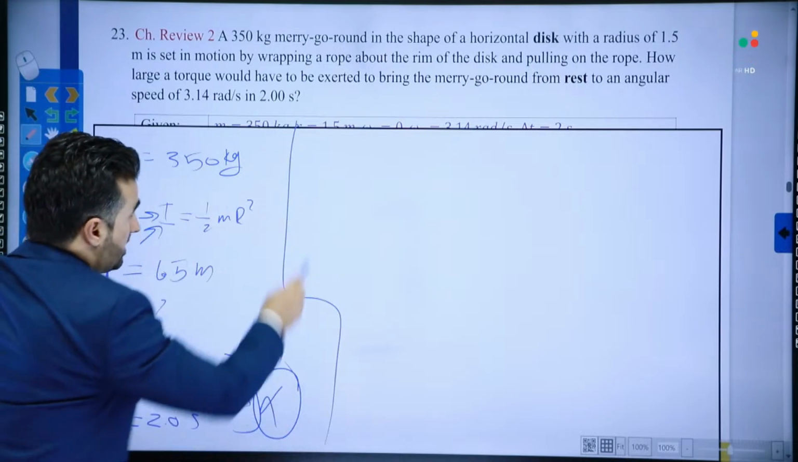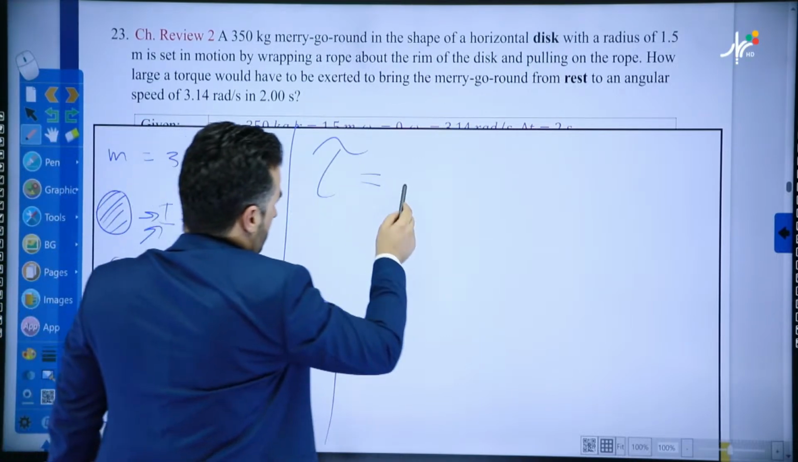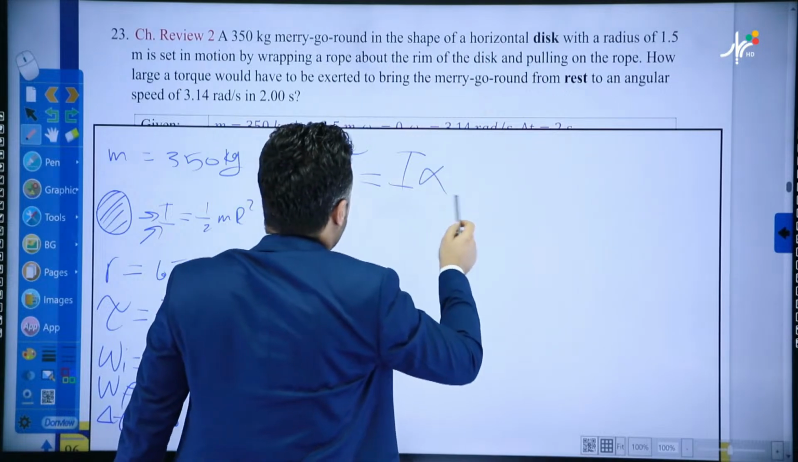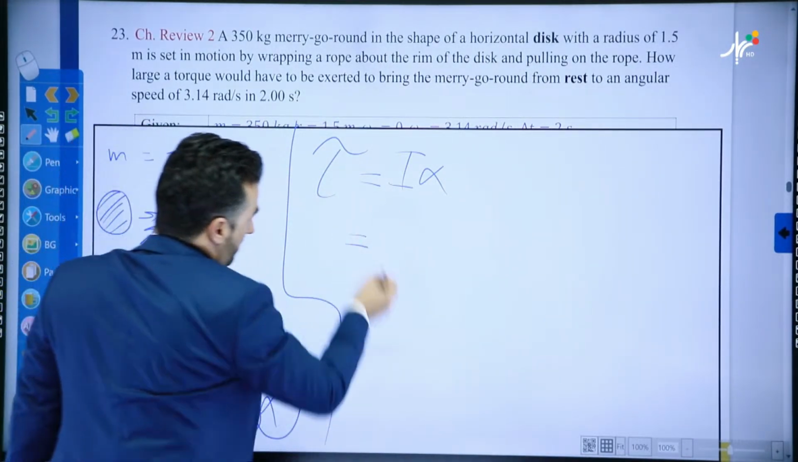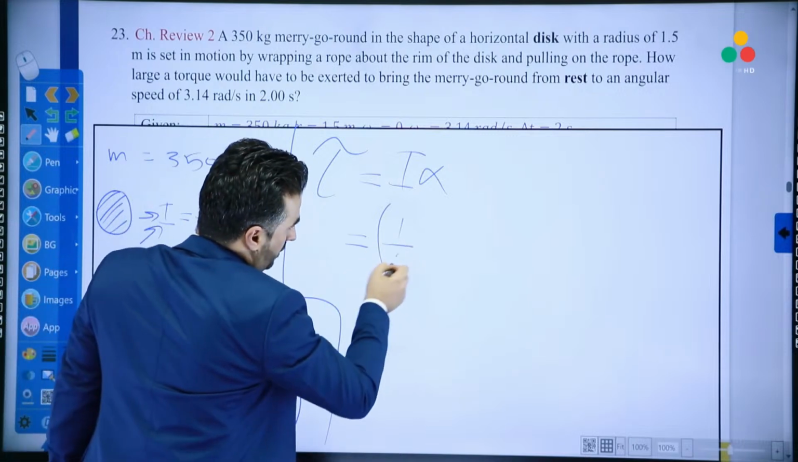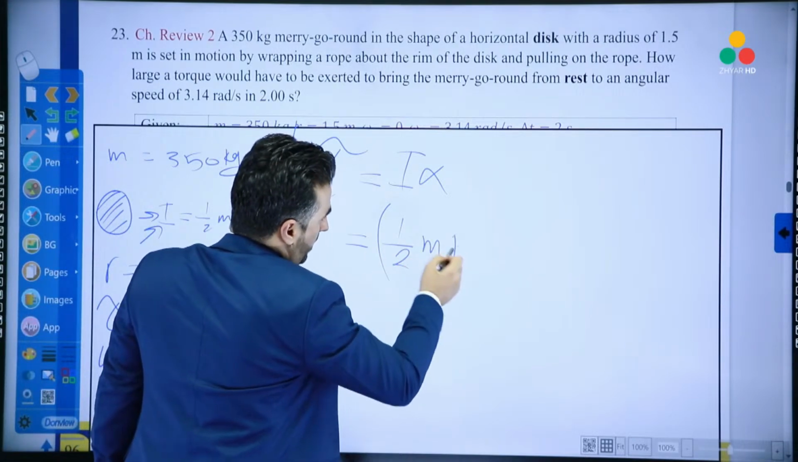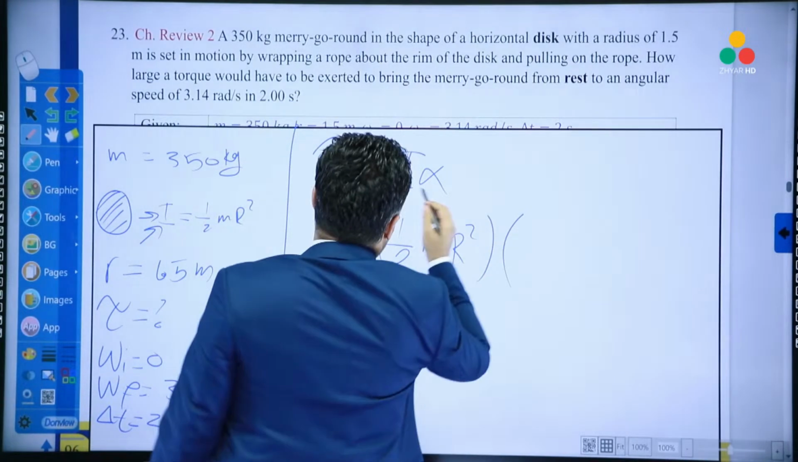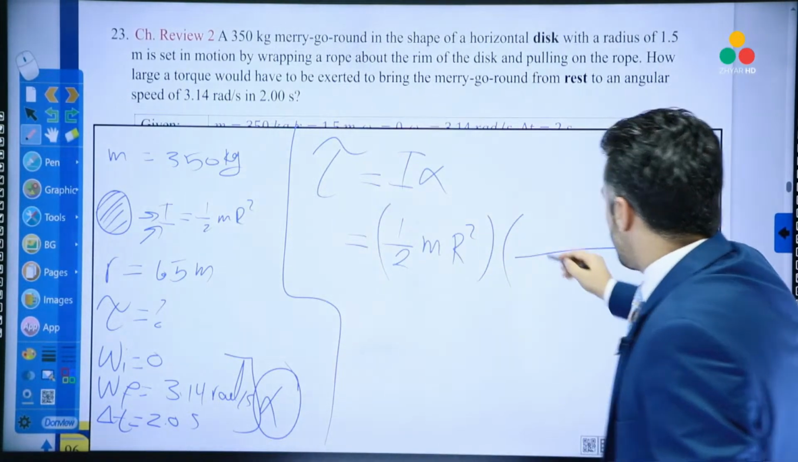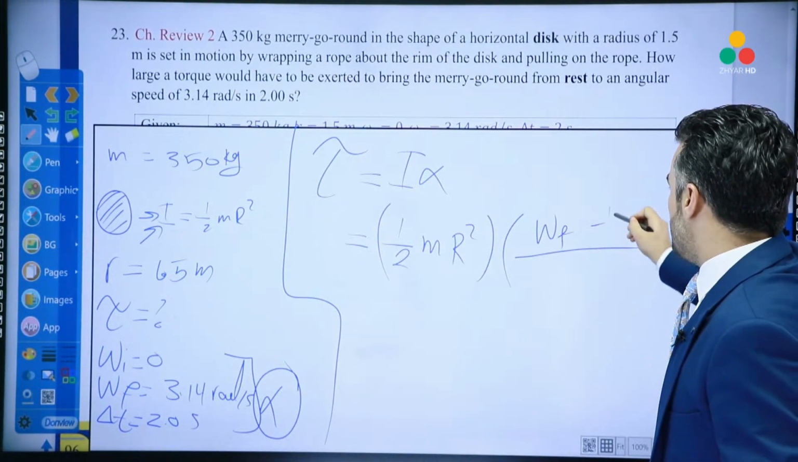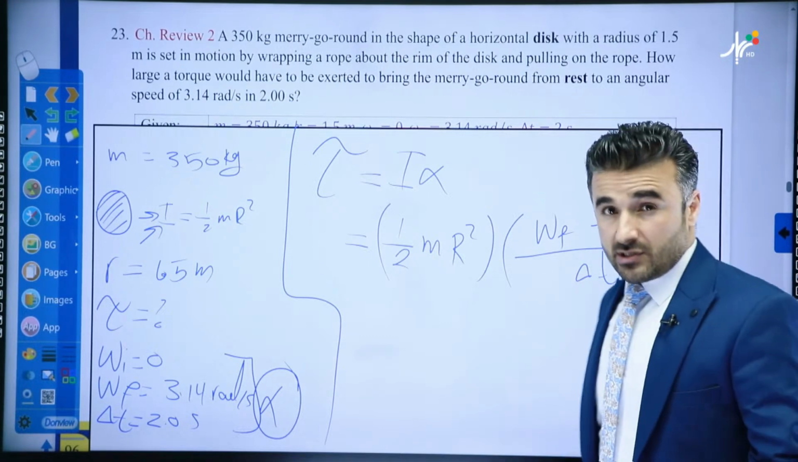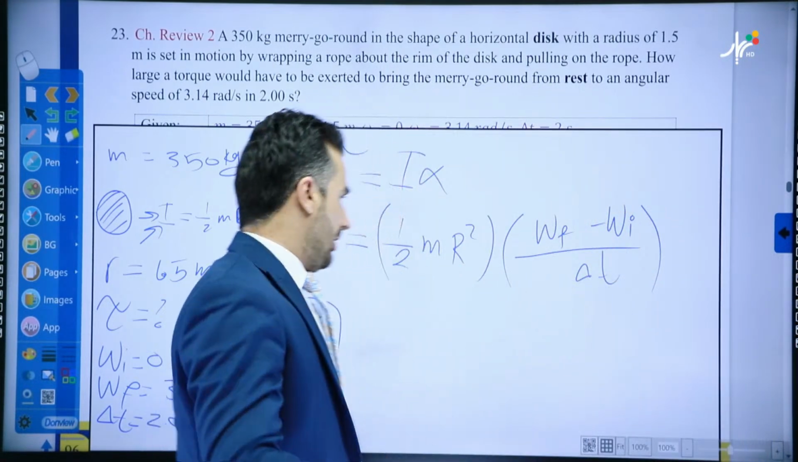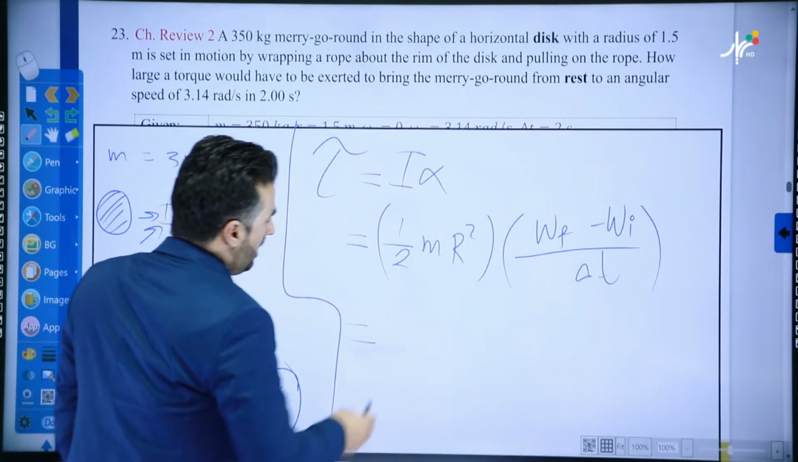Using this, the net torque equals the moment of inertia multiplied by the angular acceleration. If I want to do this in one step, open a bracket, 1/2 for a disk, mass times radius squared, and then multiplied by the angular acceleration. Of course, for angular acceleration, final minus initial, divided by delta t. Can you plug in the numbers and tell me the answer? Yes, well done. So let's get it done.